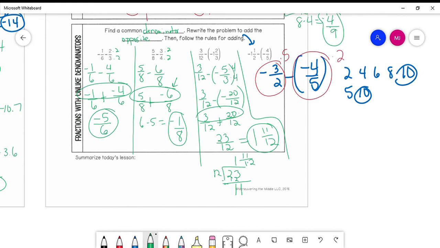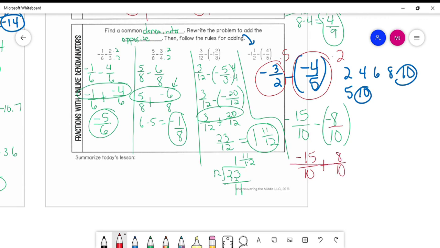Okay, so 3 times 5 is 15. 2 times 5 is 10, and it's still negative, so don't change that just yet. On the right-hand side, we've got 4 times 2 is 8, and 5 times 2 is 10, and it is also still negative. Don't change that yet. So now here's our new problem with common denominators. We're going to change this to addition of the opposite. So keep that first number. Change subtraction to addition. The opposite of -8/10 would be +8/10.